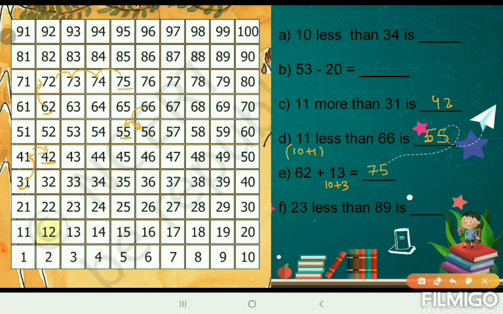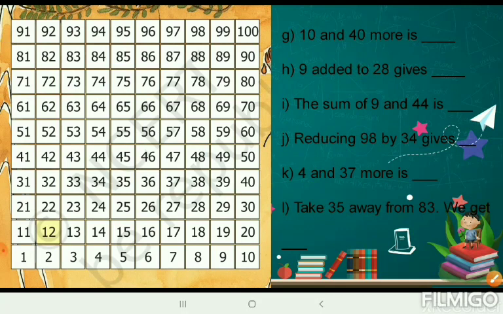23 less than 89. 23 means 20 plus 3. So here for 20 you are making it less, means you have to subtract, you have to go down 2 steps for 20 and then go backward 3 steps for 3. So 89 is here. First you will go down 2 steps for minus 20, 1, 2, and then you will go 3 steps backward for 3, 1, 2, 3. So where did you reach? 66. So your answer is 66.